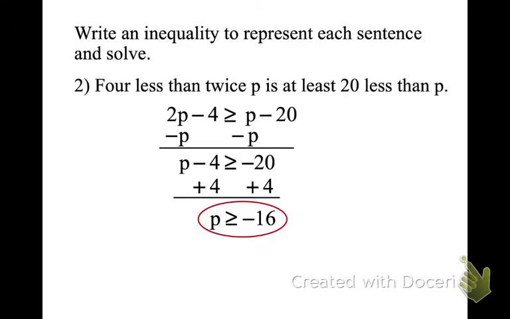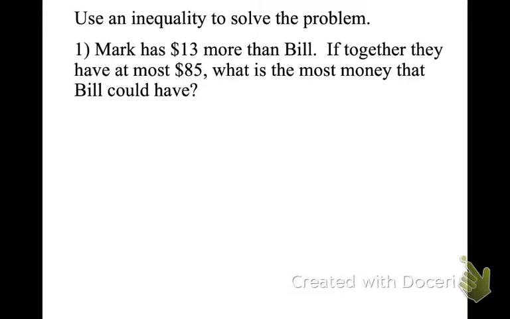And there we go. Okay, so we're getting bigger with our word problems. Mark has $13 more than Bill. If together they have at most $85, what is the most money that Bill could have? So let's call Mark, we can do it with one variable or 2.